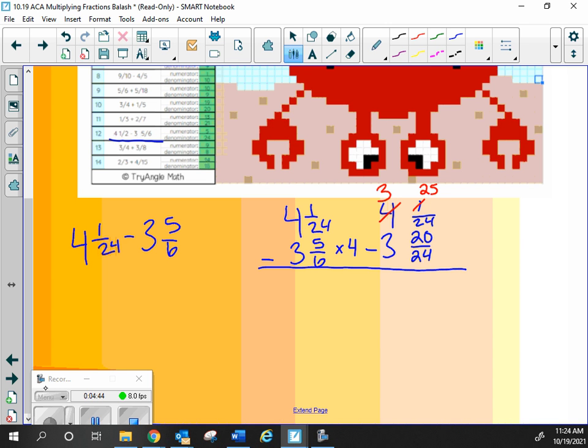Okay? 25 minus 20 is 5 over 24. Very good. And then 3 minus 3 is 0. Okay, so I have 5/24. So can I simplify that at all? No. Does that help clear up a little bit?